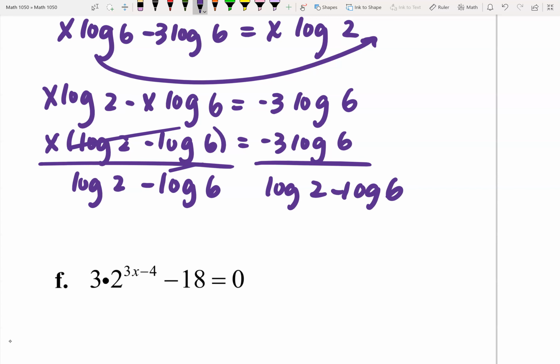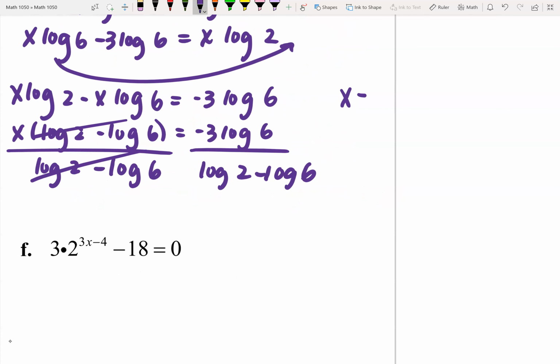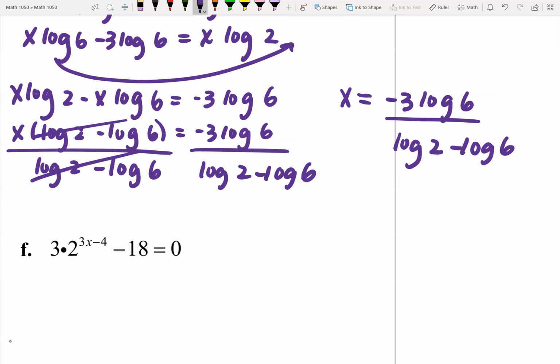Now, you wouldn't really have to show the left. I just did that because people get confused. So my answer is x equals negative 3 log 6 divided by log 2 minus log 6.